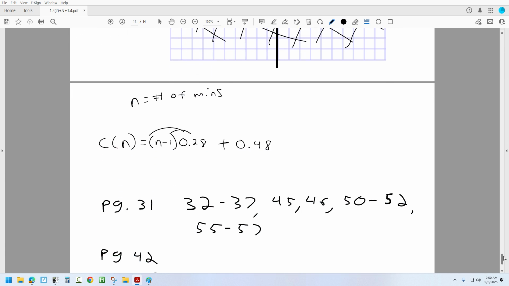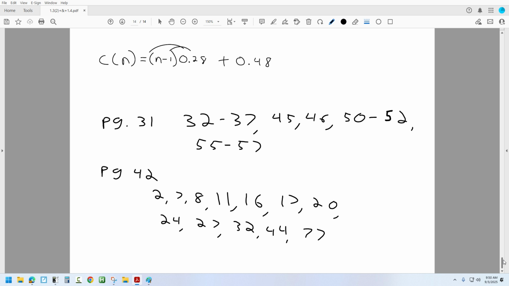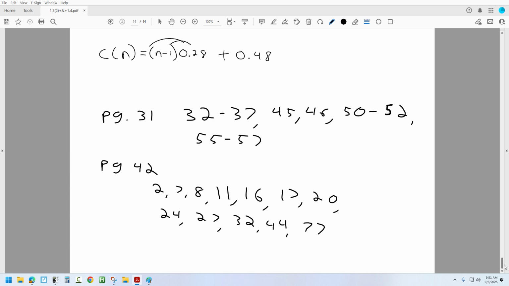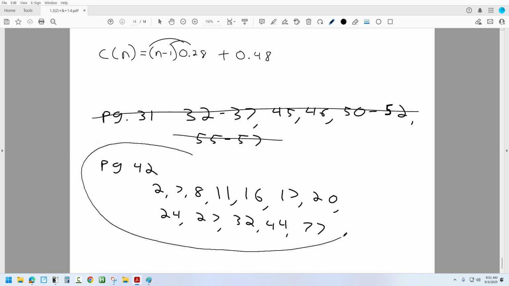Okay, so you already did page 31. That was last night. So tonight's homework is page 42. Okay, so we'll take a look at that tomorrow. The plan then after that is to do section 1.5, and then Friday 1.6, and that will finish chapter 1.